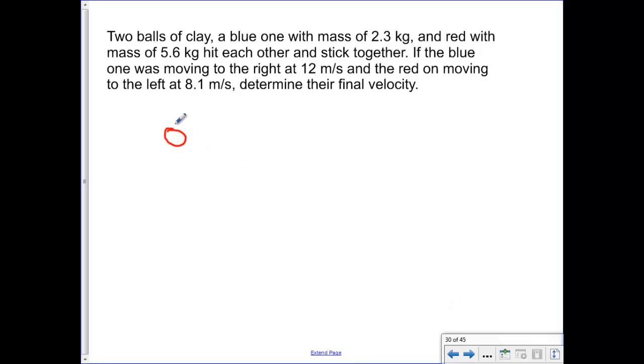So the blue ball of clay was moving to the right at 12 meters per second. And the red was moving to the left at 8.1. So it's almost like a head-on collision, but the thing is going to probably move one way or the other. It's not going to come to a dead-on stop.